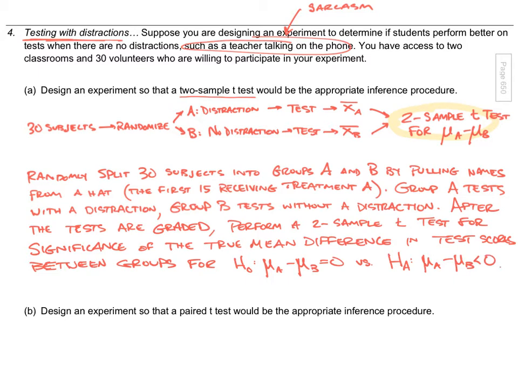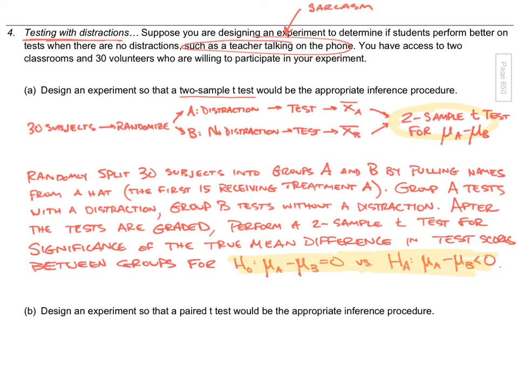The thing I want to highlight there is what our actual hypotheses are for this test. The null hypothesis is that there is no difference between the two groups. The means should be equal. Versus the alternative that says if we take the distracted group and we subtract from that the not distracted group, then that should be less than 0. And that means that we're anticipating the distractions cause lower test scores.